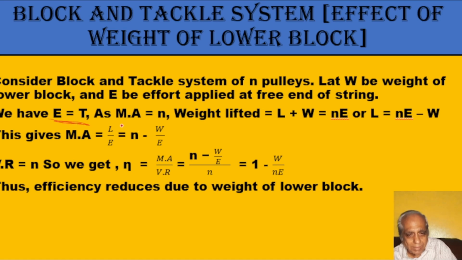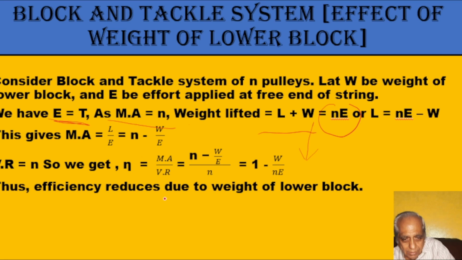Now mechanical advantage is N for the block and tackle system. So the weight lifted is not only L but L plus W, where W is the weight of the lower block. So this is the weight lifted. Whatever the weight lifted, mechanical advantage is L upon E. Therefore, L is equal to N into E. So total weight lifted is N into E, because mechanical advantage is L upon E, that is N.